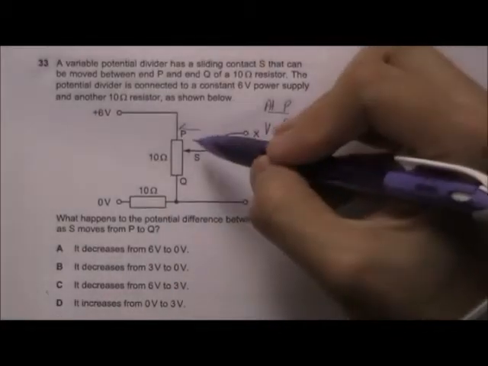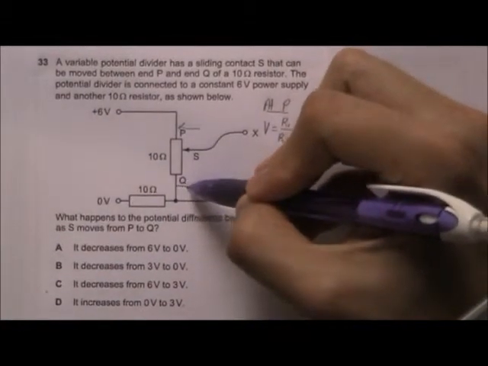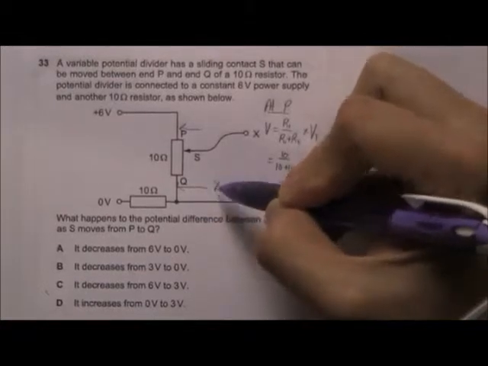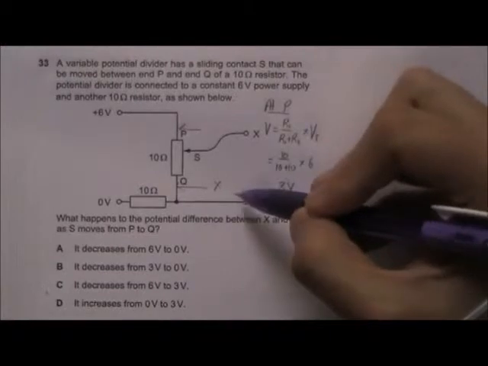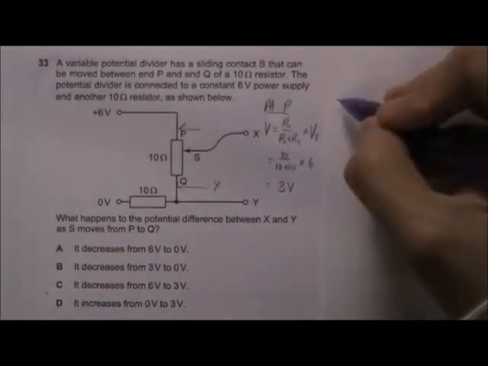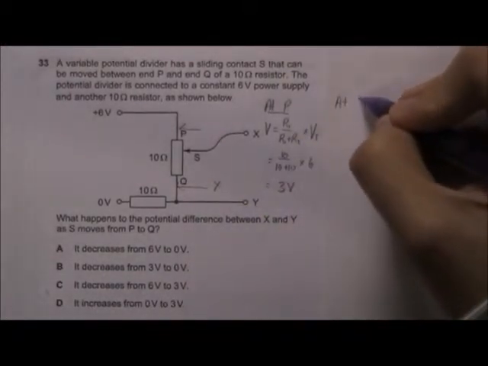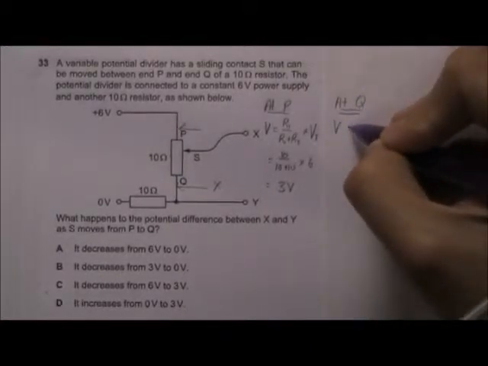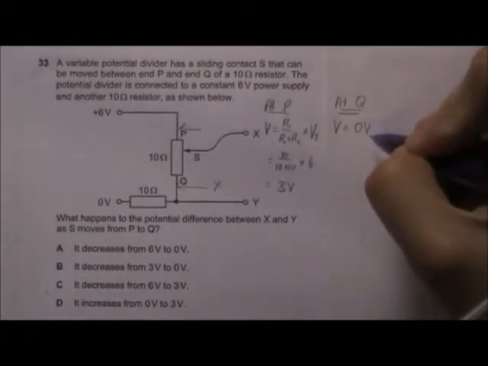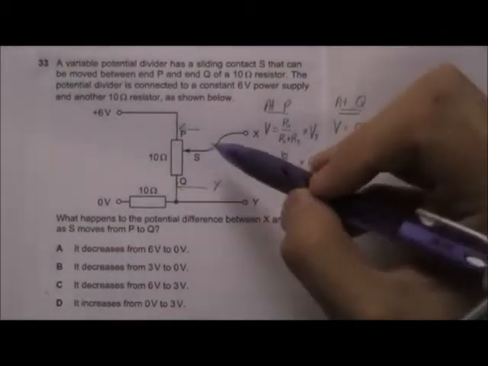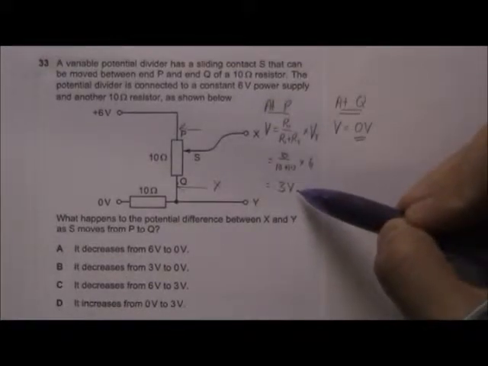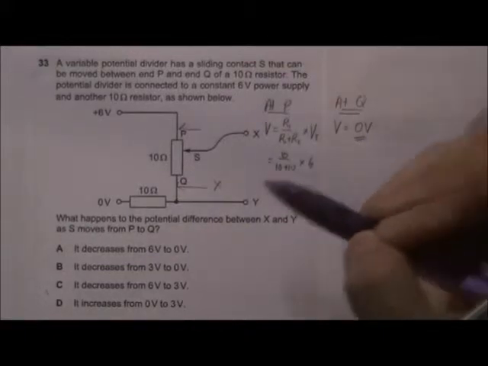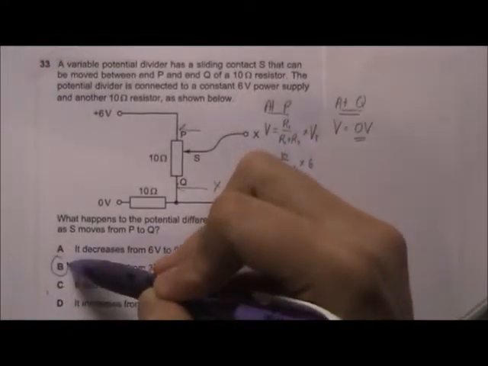Okay, and as the contact slides down to Q, we see that X and Y have the same potential. So the potential difference when the contact S is at Q will be equal to 0. So when the contact S moves from P to Q, the potential difference recorded between X and Y will decrease from 3 volt to 0 volt. So the answer should be B.